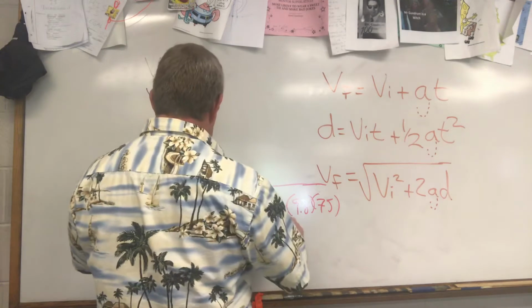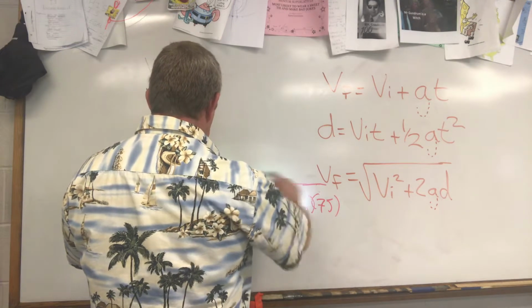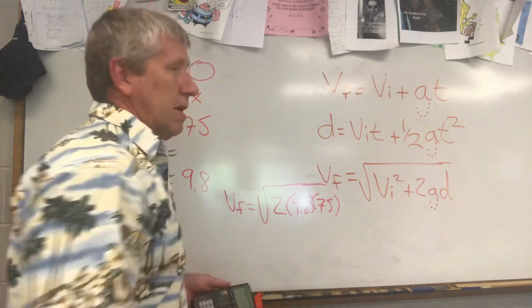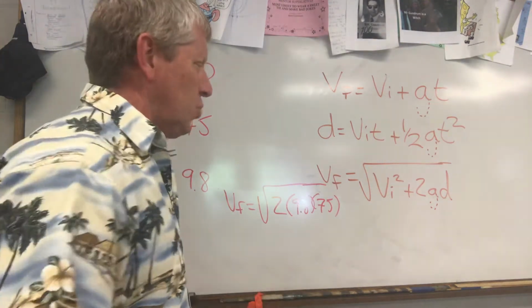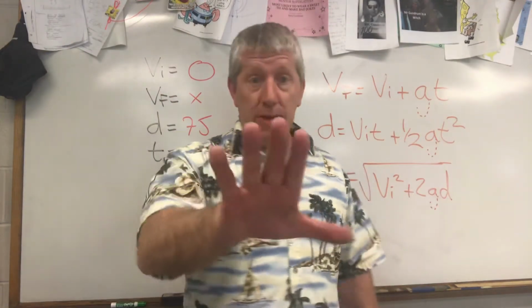Let's make sure I did this right. 75, 9.8 times 2. Yep, got it. Square root, 38 meters per second. Should that make sense? That makes sense. How did I put 12 or 13? That was stupid. All right, because think about this.